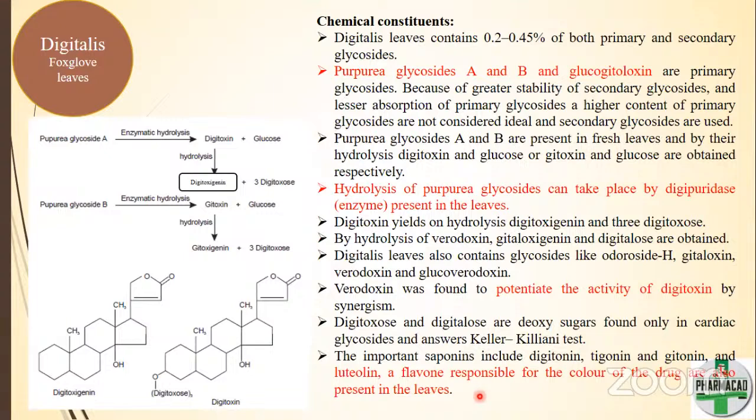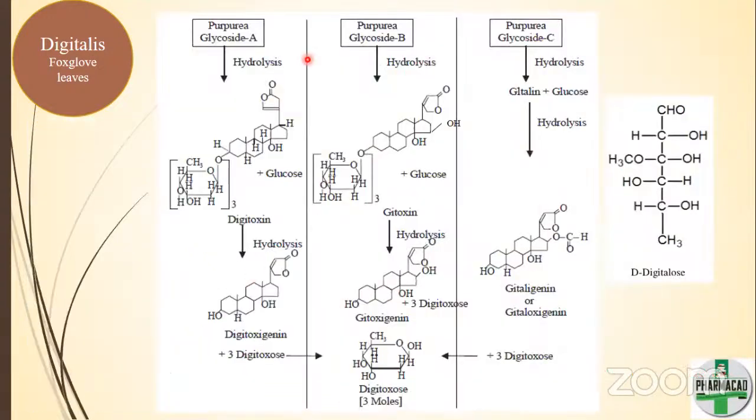Is a flavone which is responsible for the color of the drug and it is also present in the leaves. So this is what I explained with the structures; it is explained here.